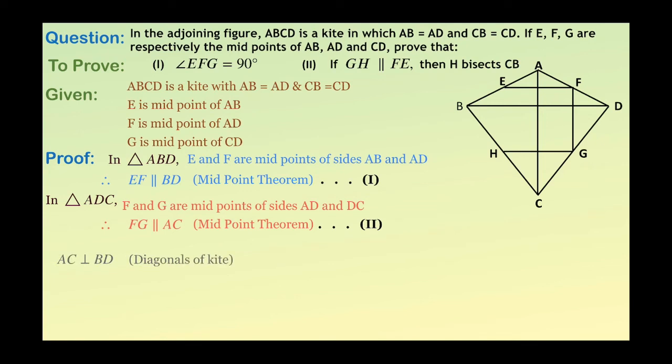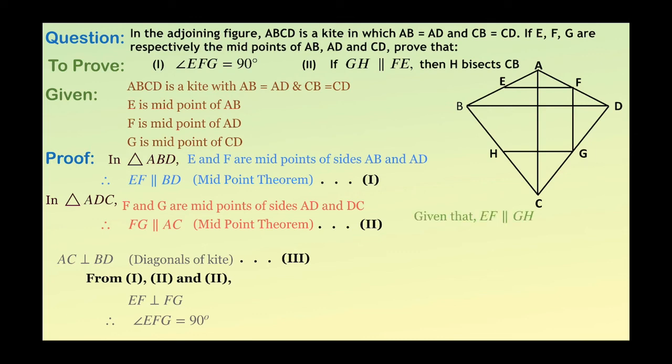Now it is a property of the quadrilateral kite that its diagonals intersect each other at 90 degrees, and one of the diagonals bisects the other diagonal, but we need only one property, that the diagonals are perpendicular to each other. So AC is perpendicular to BD, AC is parallel to FG in result 2, and BD is parallel to EF in result 1. If we combine these three results 1, 2 and 3, we can conclude that EF is perpendicular to FG, or in other words angle EFG is 90 degrees. So our first part is proved.